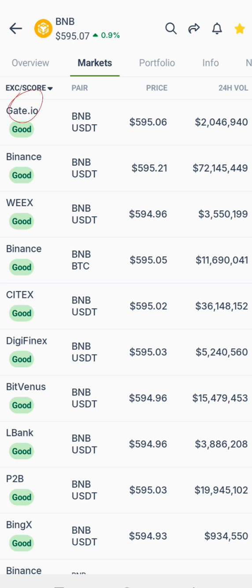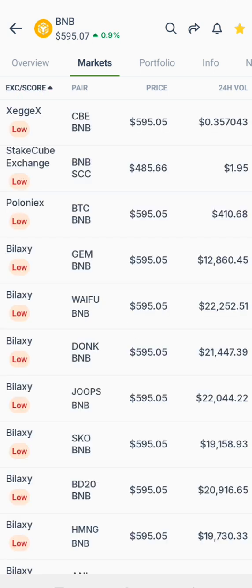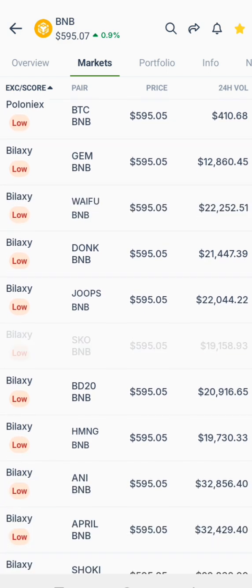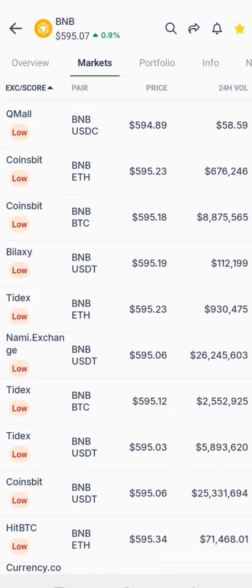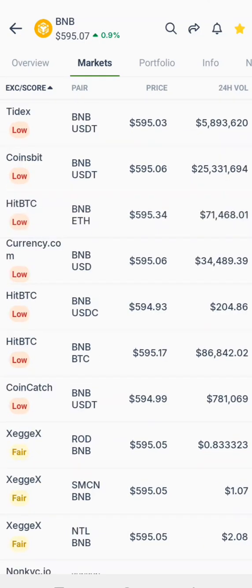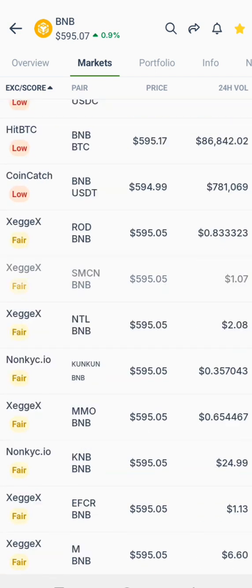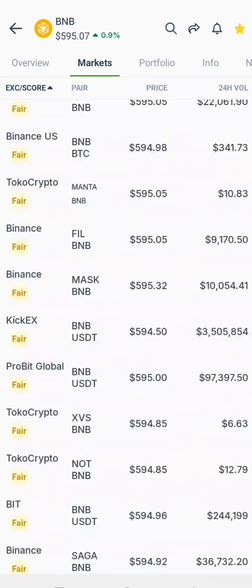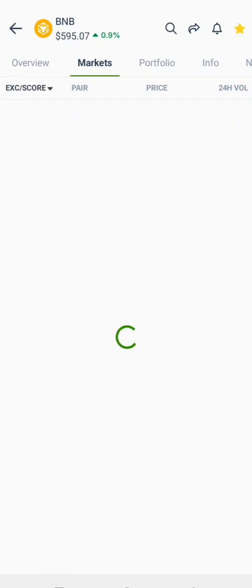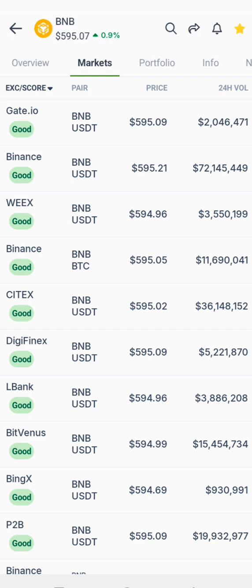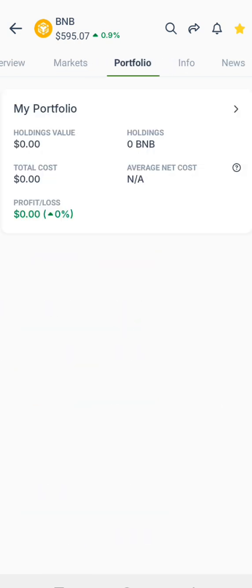So let's look at those exchanges that are rating this market low or fair. So these are the exchanges that are rating this market low. And one of the reasons these exchanges are rating this coin low is because this coin is not going with their target. Yeah, the coin is going against their target. That's why they are rating this coin low in this market chart.